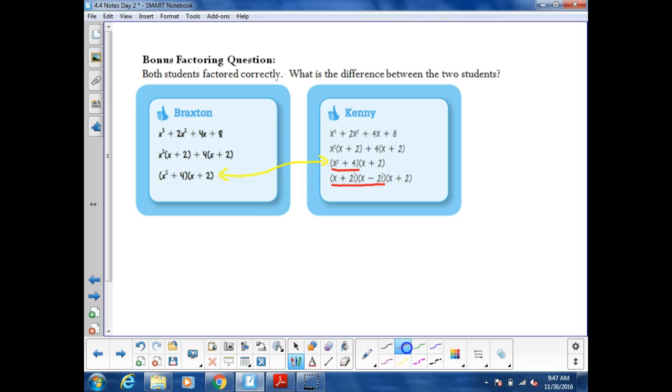Okay? Blue is your homework tonight. It will be due tomorrow. You also have a formative assessment tomorrow in class.